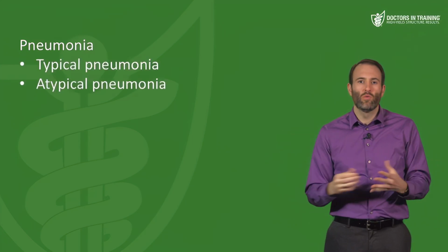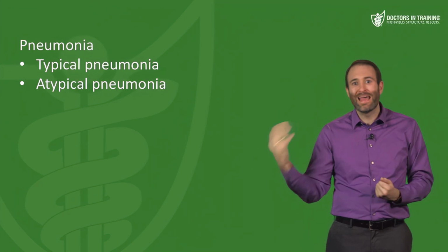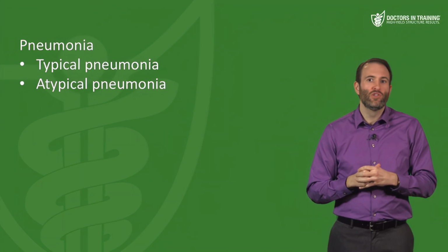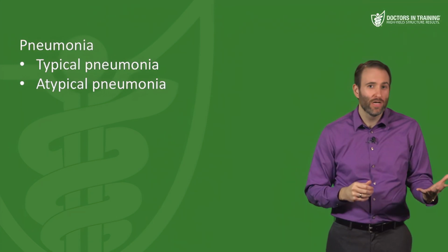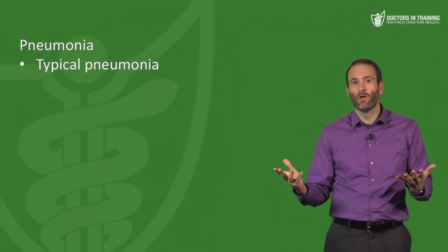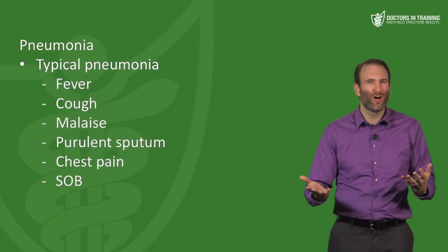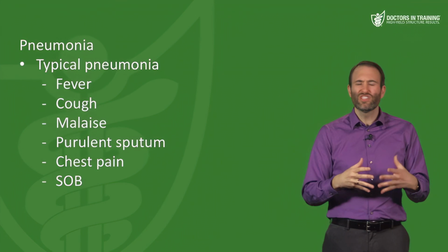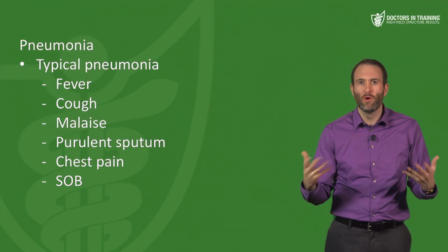And then another common method to group pneumonia is by clinical manifestations. Two big ones are what we refer to as typical and atypical pneumonia. Now these two types will usually correspond with two different groups of causative bacteria as well. So the typical pneumonia will present with fever, cough, malaise, purulent sputum, chest pain, shortness of breath. So it's really just the symptoms we most commonly attribute to pneumonia in general.